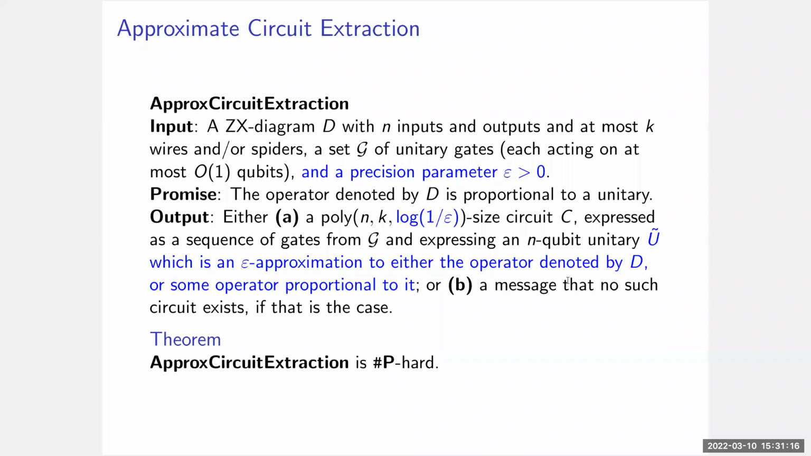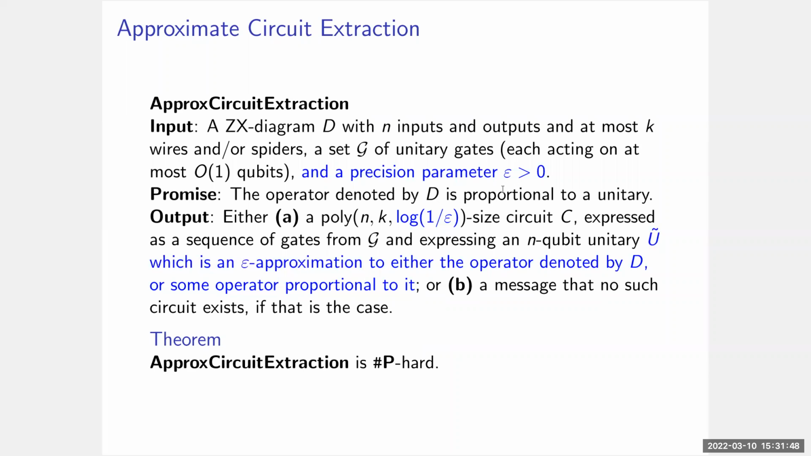A different generalization is to do approximate circuit extraction. So now our input also takes a precision parameter. So we want to output a circuit that's only approximately the correct unitary. And so now we allow our diagram to increase in size in the inverse of this error parameter, which is a standard thing to allow when you do approximate synthesis. And our unitary now is an absolute approximation, for a certain definition of absolute approximation.